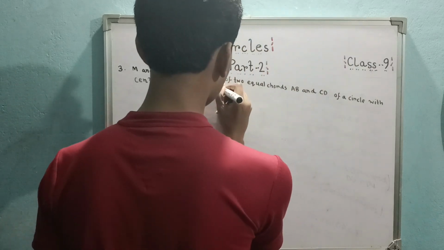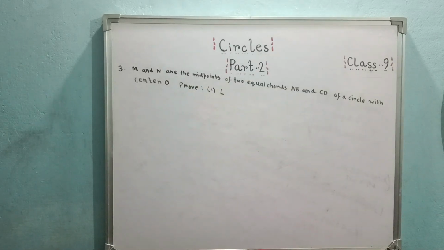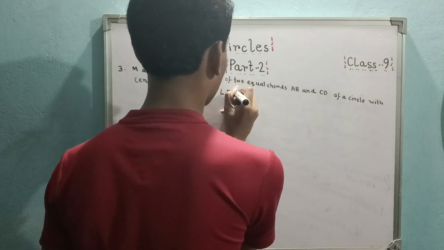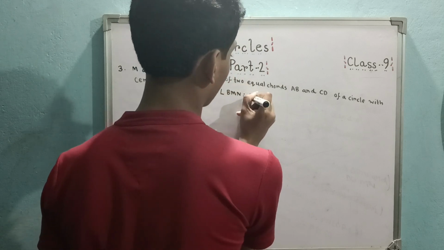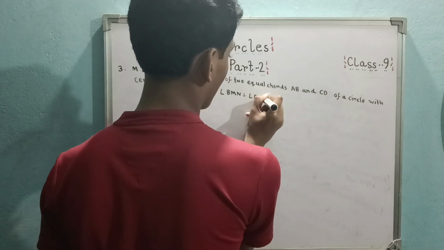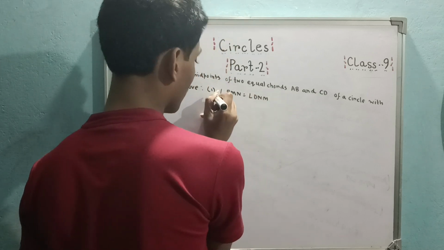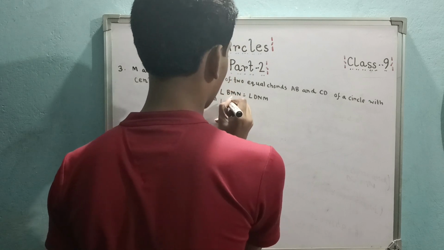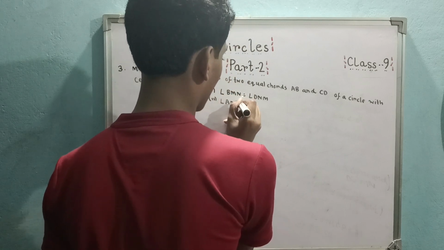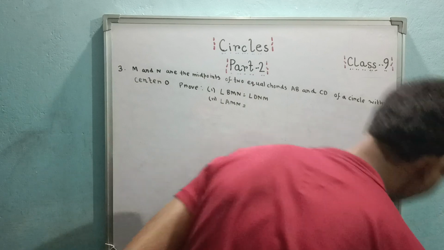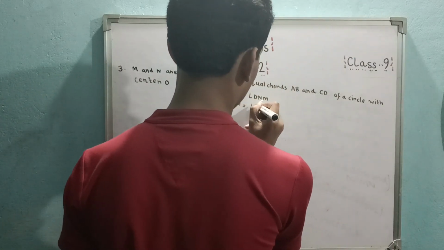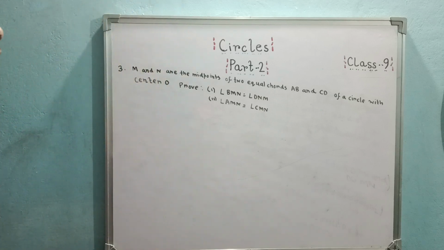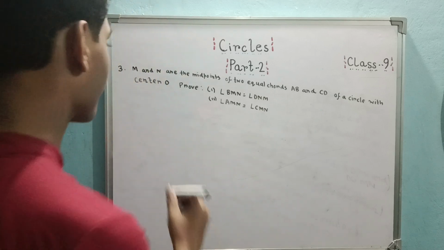Angle BMN equal to angle DNM. Another one I have to prove. Angle AMN equal to angle CNM. Quite easy. Now the figure.